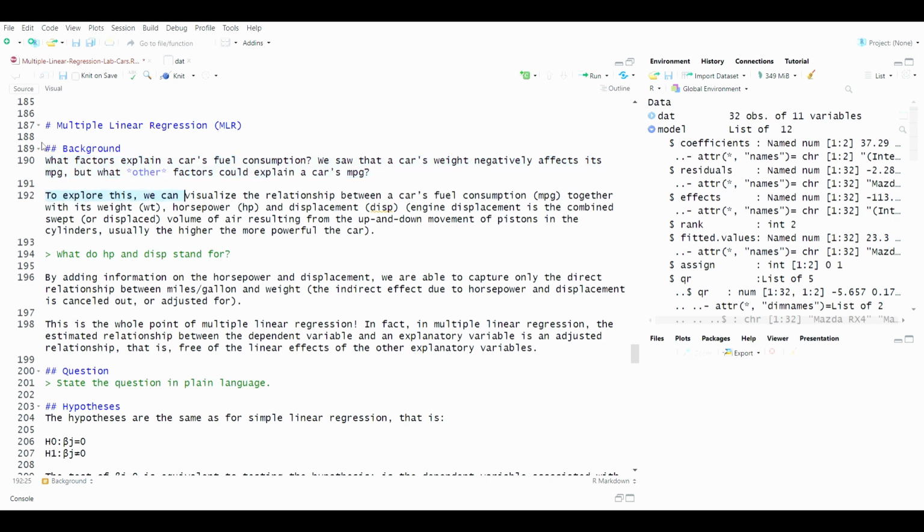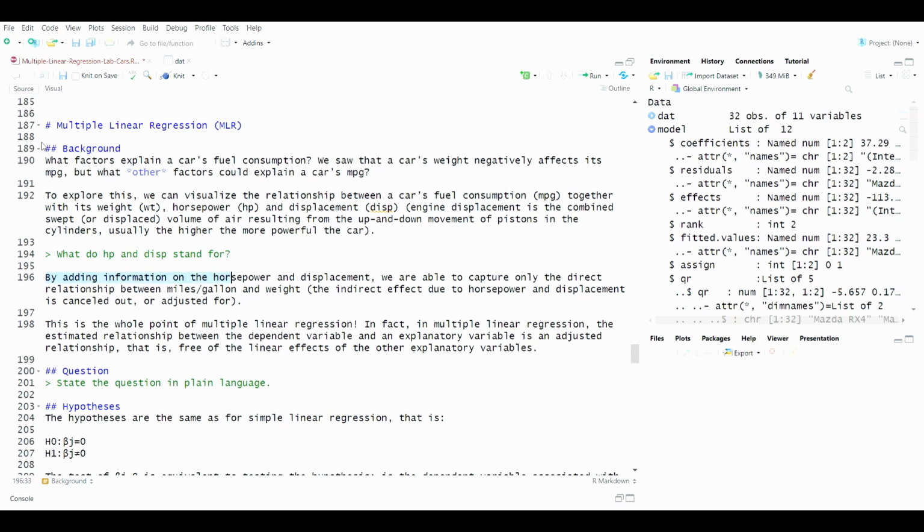To explore this, we can visualize the relationship between a car's fuel consumption together with its weight, horsepower, and displacement. Engine displacement, by the way, is the combined swept or displaced volume of air resulting from the up and down movement of pistons in the cylinders. Usually the higher, the more powerful the car. So higher displacement, more power. And here I'm asking you the question, what do HP and displacement stand for? Yes, I'm just checking to see that you actually read the paragraph above the question.